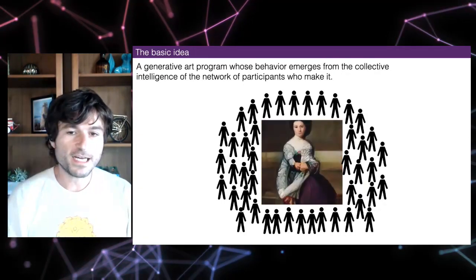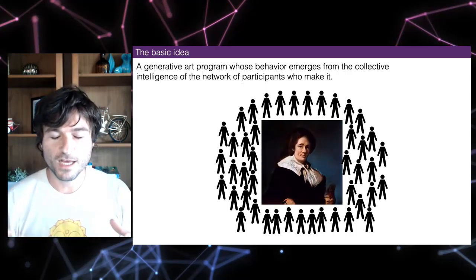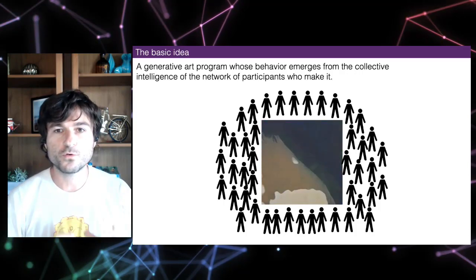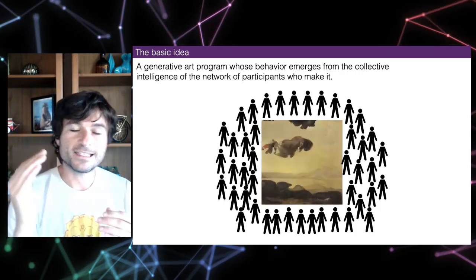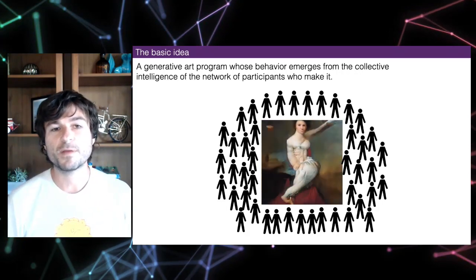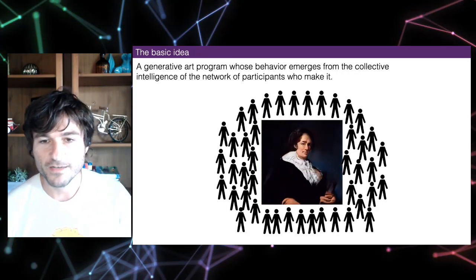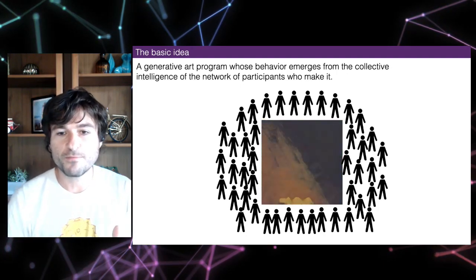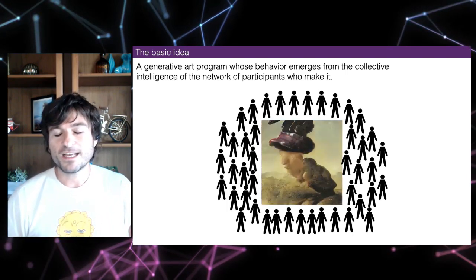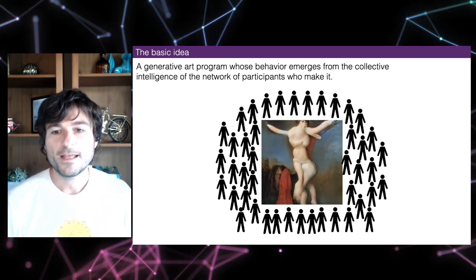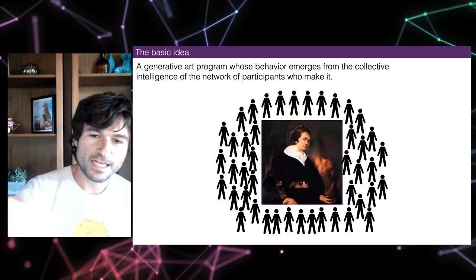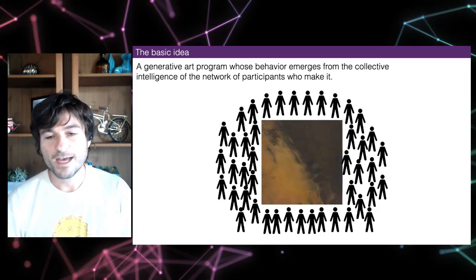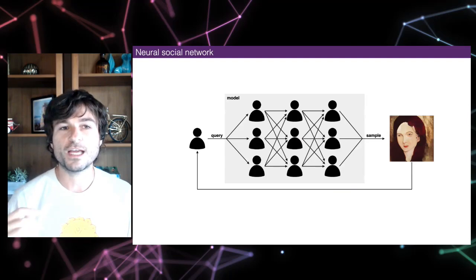My idea is to try to achieve this same sort of collective intelligence by creating a generative art program whose behavior emerges from the collective intelligence of the people who make it. It's a decentralized peer-to-peer network of actors who are collaborating together to make something which behaves in a way that's unpredictable to each of them. I'm really after this hive mind metaphor to try to demonstrate something that truly has its own agency.